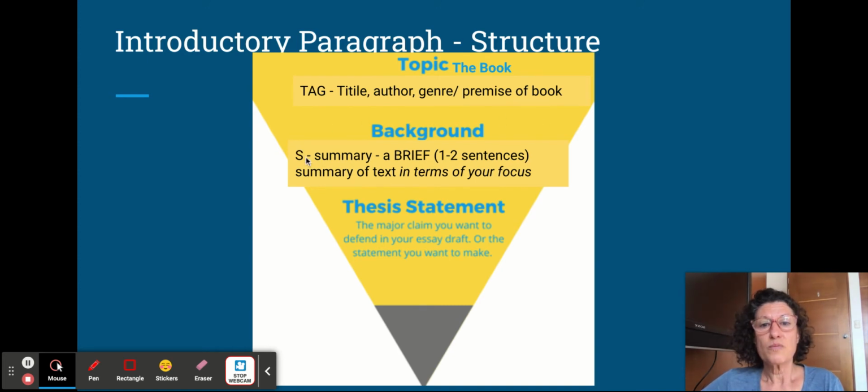Then we get more specific with the S in TAGS, the summary or the background of what the reader needs to know. So this is a brief, like 1 to 2 sentence summary of the text as it relates to the focus, your thesis statement. And as you know, your thesis statement is a claim or argument that you're going to prove in your essay. In English, it's your interpretation, your belief of what the text says or is about. So, whatever you're saying here is going to help you determine what kind of summary you're going to give in your introduction.